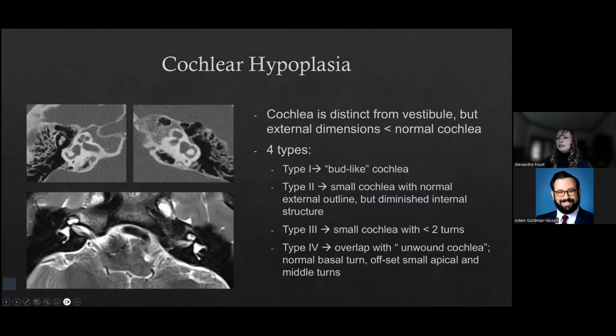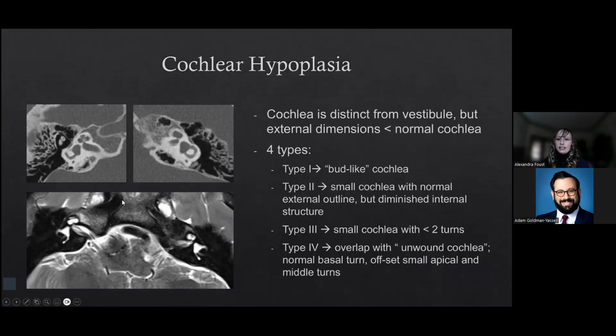This has 4 types, with type 1 being the most severe, the bud-like cochlea. Type 2, you have a small cochlea that has a normal outline but lacks internal structure and is too small. Type 3, you have a small cochlea that doesn't have enough turns. And type 4, you have a normal basal turn that's offset from a hypoplastic apical and middle turn, which overlaps with the unwound cochlear appearance that we sometimes see in branchiootorenal syndrome.